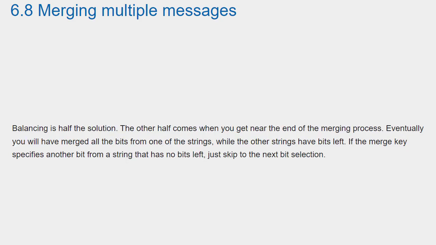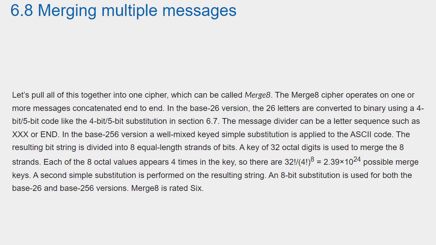The other half comes when you get near the end of the merging process. Eventually you will have merged all the bits from one of the strings, while the other strings have bits left. If the merge key specifies another bit from a string that has no bits left, just skip to the next bit selection. Let's pull all of this together into one cipher, which can be called Merge 8.